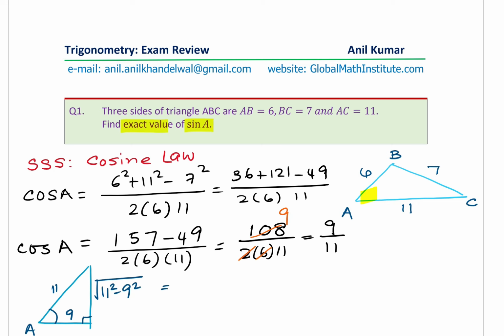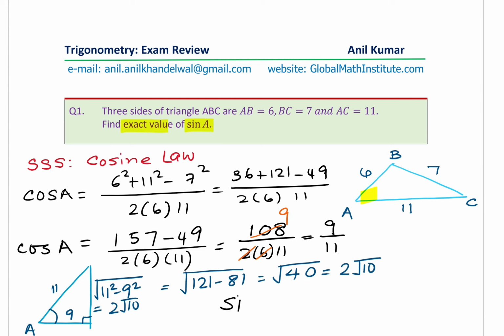Let's calculate this here. 121 minus 81, square root, and that is square root of 40. You could always write 4 times 10, or 2 square root 10. So we get this side as equal to 2 square root 10. And now we can write down the value for sine A. Sine A is equal to the ratio of opposite to hypotenuse, which is 2 square root 10 divided by 11. The hypotenuse remains the same.